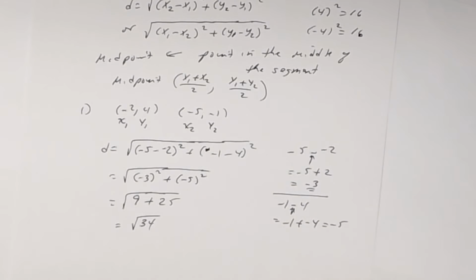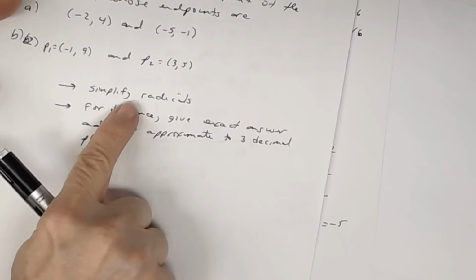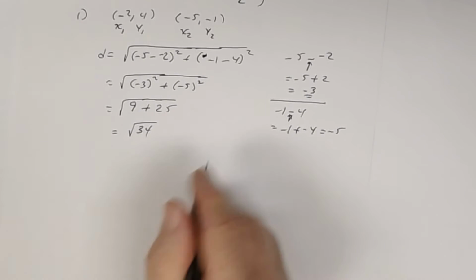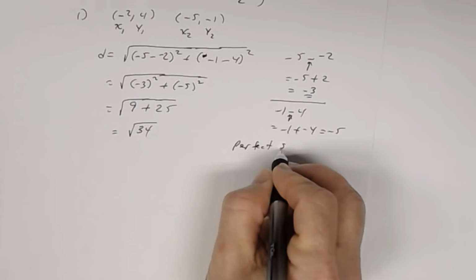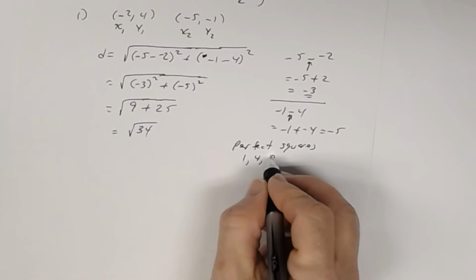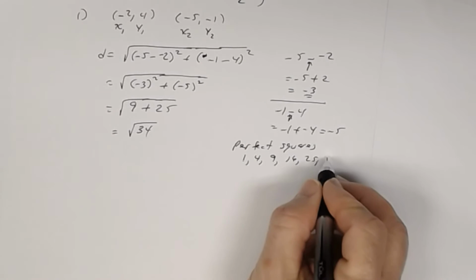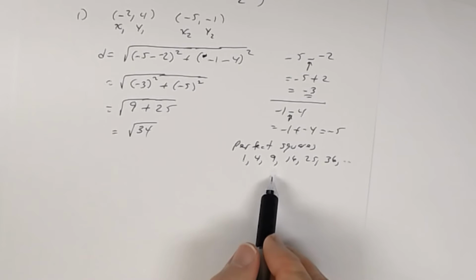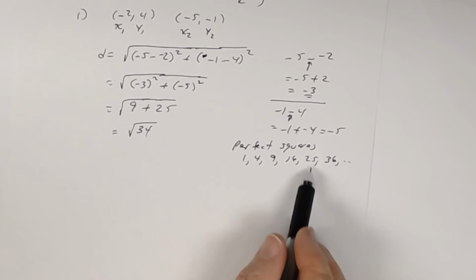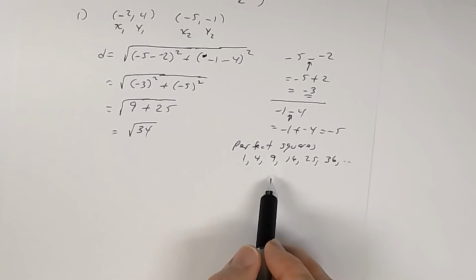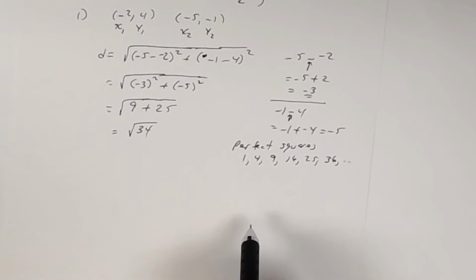Okay, now the next thing is this. You want to simplify the radical if possible. So when simplifying square roots, you're going to think of perfect squares. So remember, your perfect squares are 1, 4, 9, 16, 25, 36, and so on. Those are your perfect squares. 1 squared is 1, 2 squared is 4, 3 squared is 9, 4 squared is 16, 5 squared is 25. And if you take the square root of those, square root of 1 is 1, square root of 4 is 2, square root of 9 is 3, you get whole numbers. So these are your perfect squares, and there are an infinite number of those.